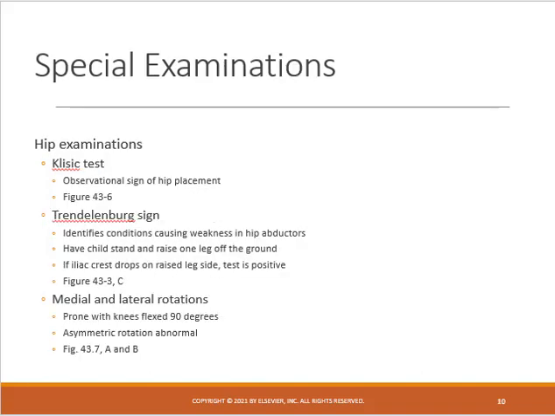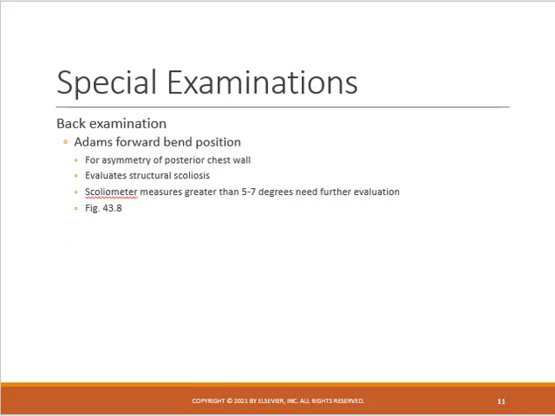The Klisic sign is an observational sign that helps to determine if the hips are in proper placement. The Trendelenburg sign helps to identify causes that are causing weakness in the hip abductor muscles. And you're going to want to be checking for medial and lateral rotations of the hip. And if something is asymmetric, then that would be considered abnormal.